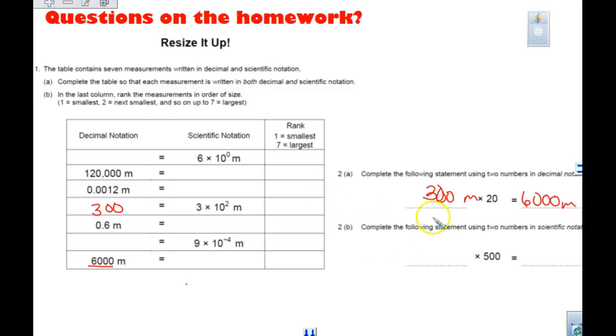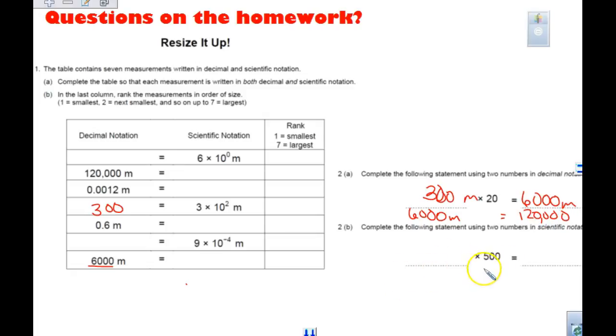Anyone saw any other ones? So 6,000 meters, I agree. 6,000 meters times 20 gave us how much? 120. That one would have worked.